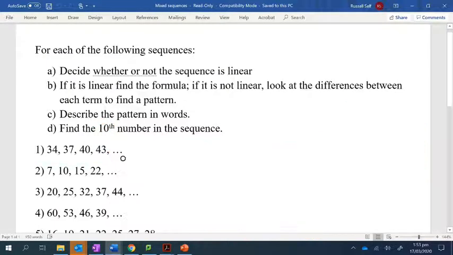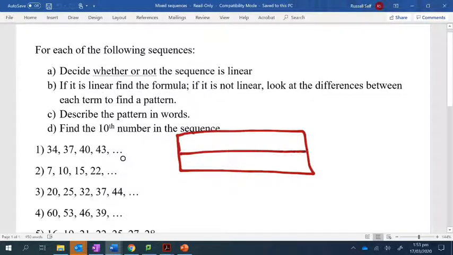So let's look at number 3. Is it because number 2 isn't linear? No, it's just because I want to do number 3. You want to do number 2 so badly? All right, let's do number 2. Remember, the number and the term.